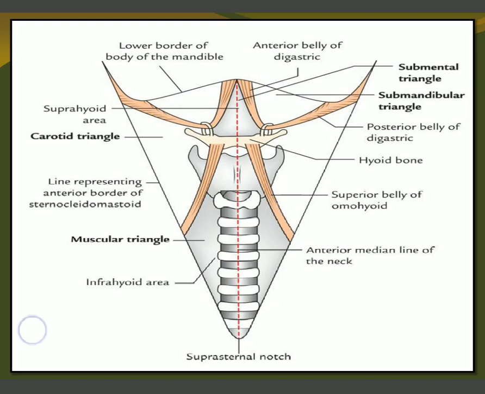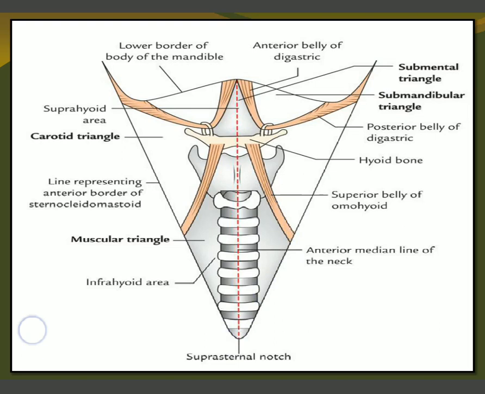Medially, the anterior triangle is formed by the anterior median line. This red dotted line is the anterior median line and it forms the medial boundary of the anterior triangle. Laterally, that is on either side, the triangle is formed by the sternocleidomastoid muscle. This line represents the anterior border of the sternocleidomastoid muscle. So this entire area is the boundary of the anterior triangle.